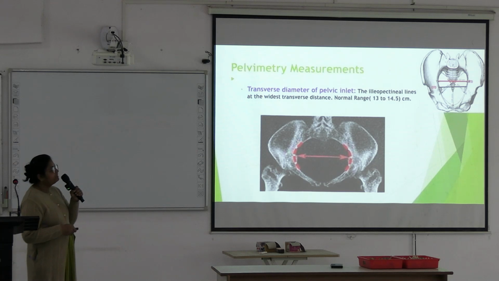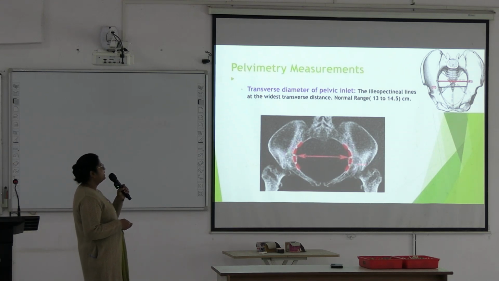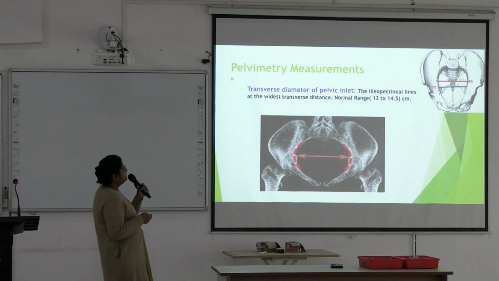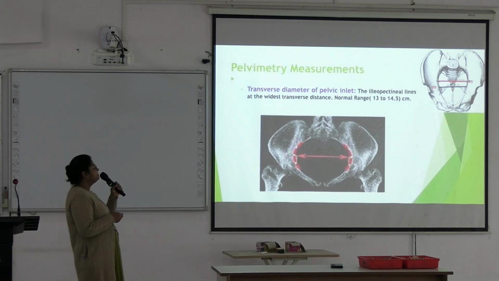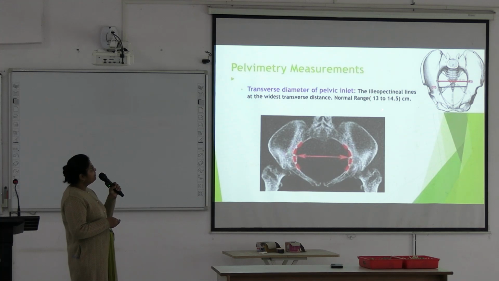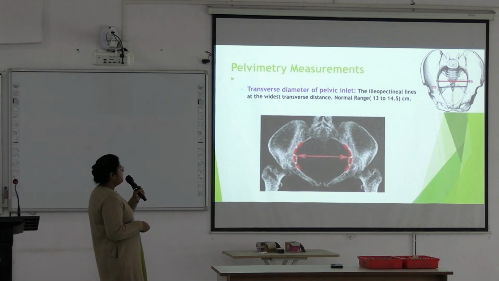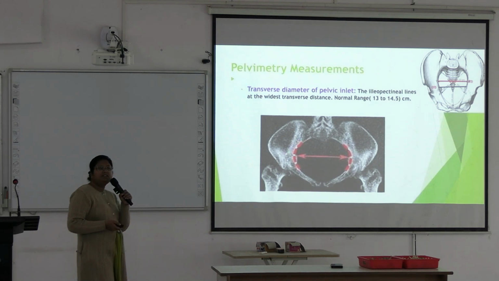these are important diameters. Transverse diameter of the pelvic inlet. Here is the transverse diameter. At the maximum distant point, you measure the transverse diameter of the inlet. The iliopubic lines at the widest transverse distance give the transverse diameter of the pelvic inlet. It is about 13 to 14.5 centimeters. Okay, this is the range. And the fetal head engages in this transverse diameter of the pelvic inlet.